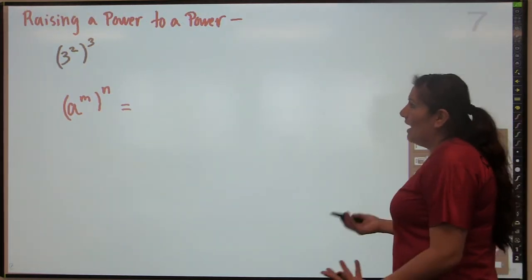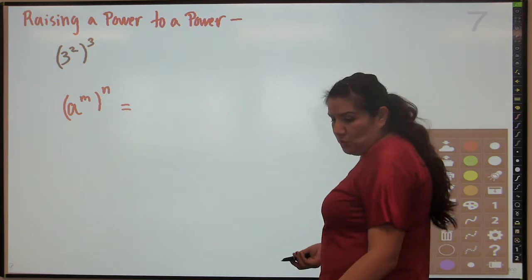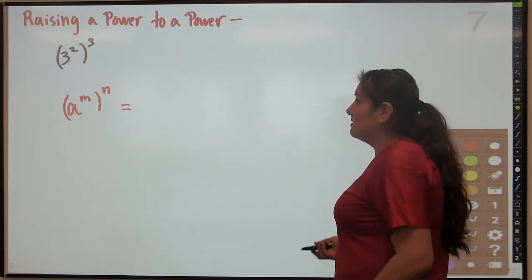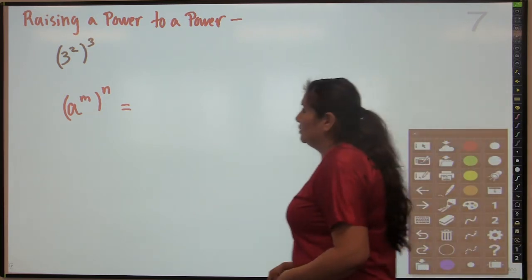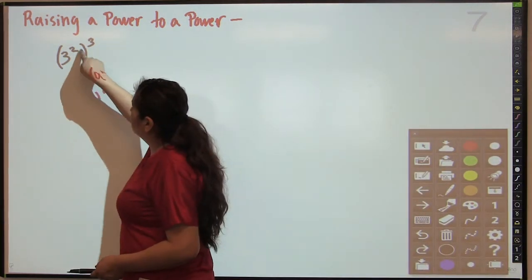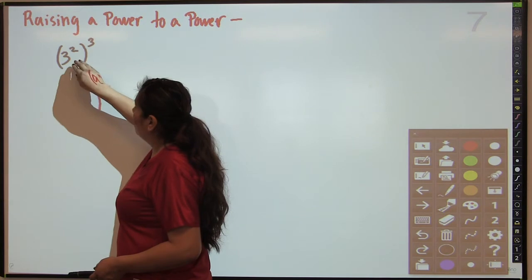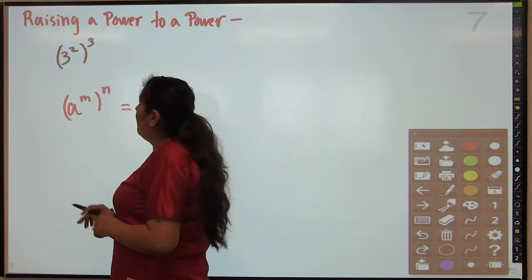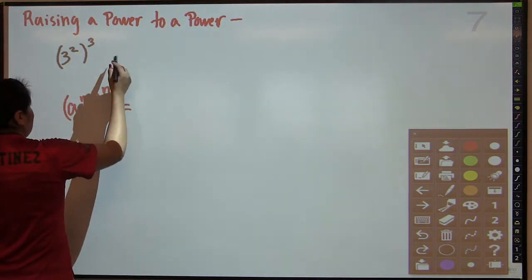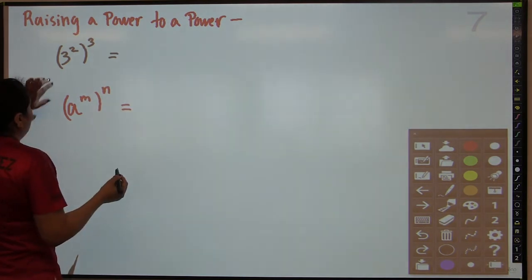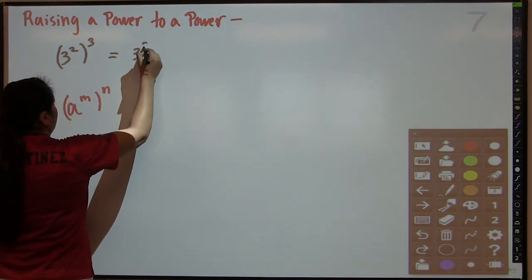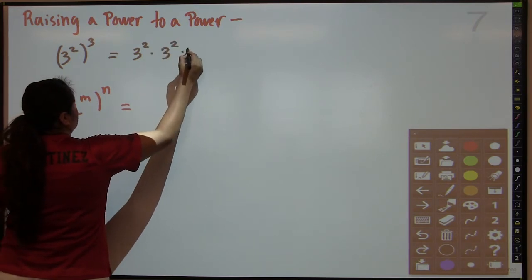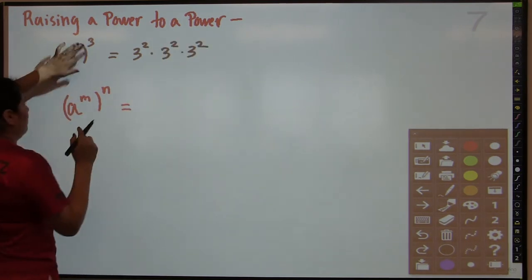Okay, and then the next one is raising a power to a power. This is not the same thing as multiplying a power in a power, but it's raising a power to a power. So you already have 3 squared as a power, and now you have this raised to the third power. What happens in that scenario? Well, we know that 3 squared cubed literally means 3 squared times 3 squared times 3 squared. It means 3 squared 3 times.